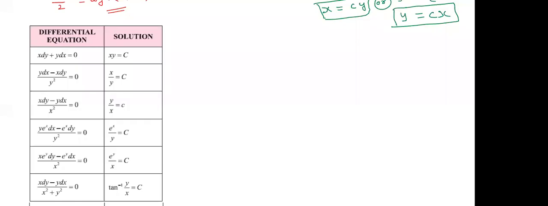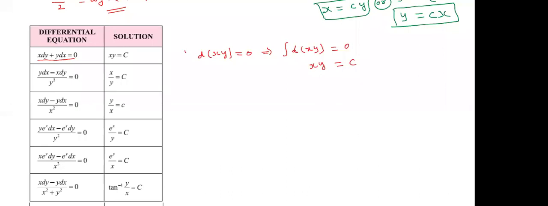See here, particularly this one: x dy plus y dx is equal to 0. x dy plus y dx, we can write as the derivative of xy. Apply the UV rule, you will get x dy plus y dx. Now apply integration on both sides. Integration of the derivative of xy is equal to 0. Integration and derivative cancel, so xy is equal to c. Did you understand how I am writing?